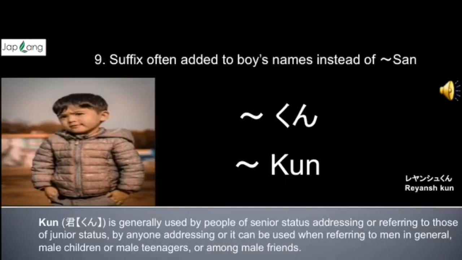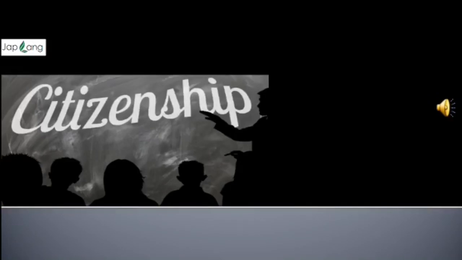Okay. So Riansh, even if he is 45 years or 30 years, but he is junior to me, I can call him kun if our relationship is good. So Riansh kun, I can call him. All right. So okay, now you can see here it's a citizenship.